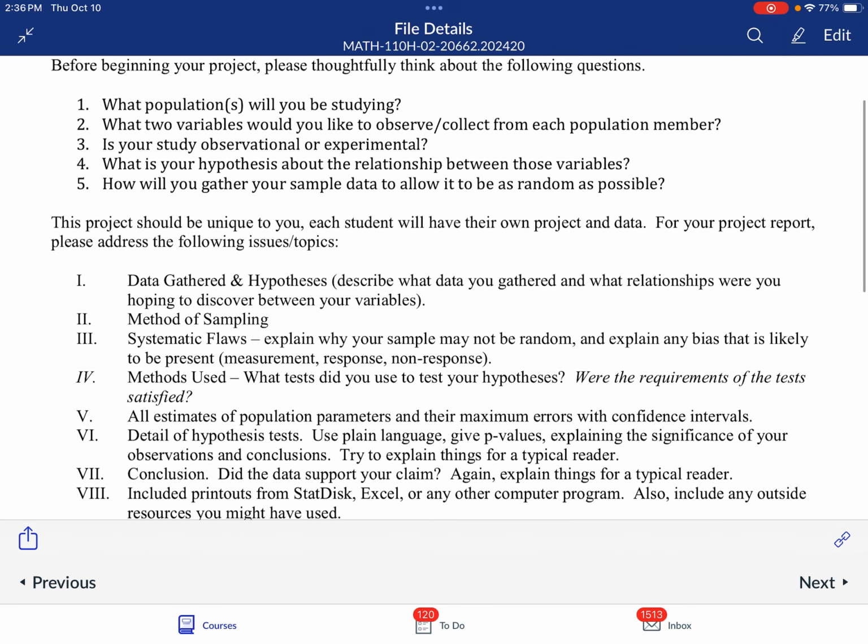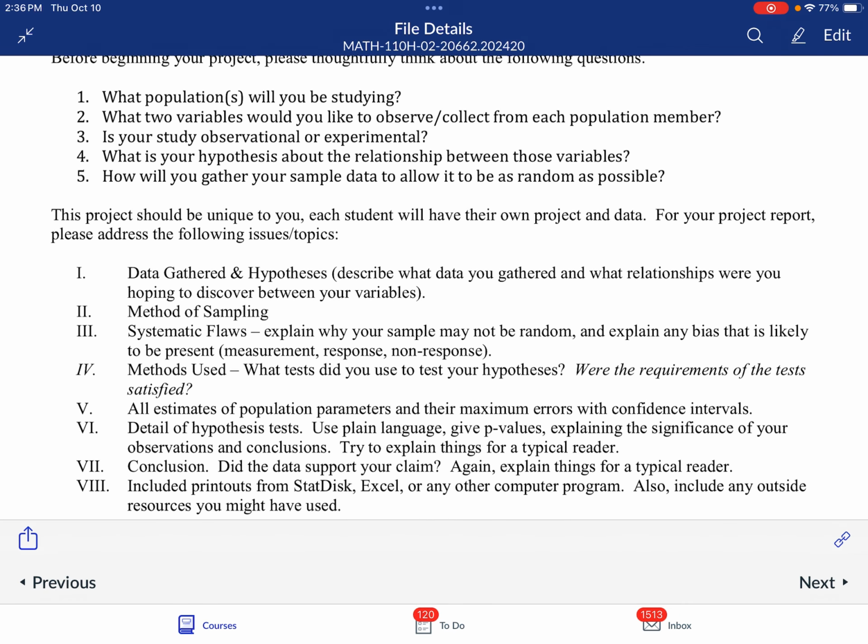And so I'm going to be looking at the populations I would be studying. Maybe I'm looking at college students, or maybe I'm looking at just female adults or children. So I need to be stating specifically who I am going to be studying for this. And then also the two variables that I'm going to be observing or collecting data from.